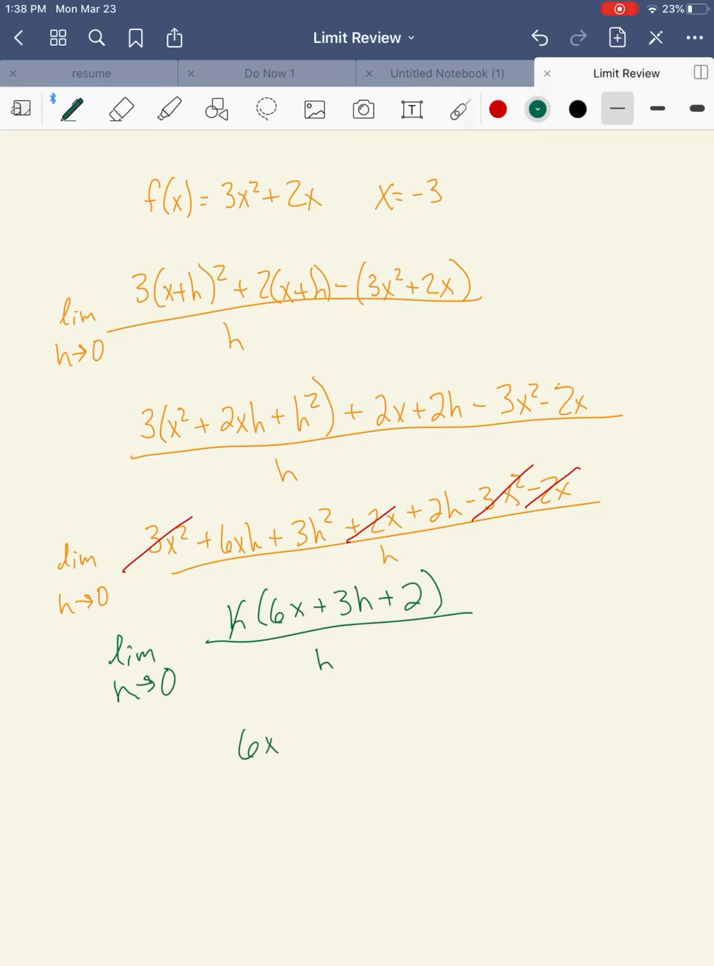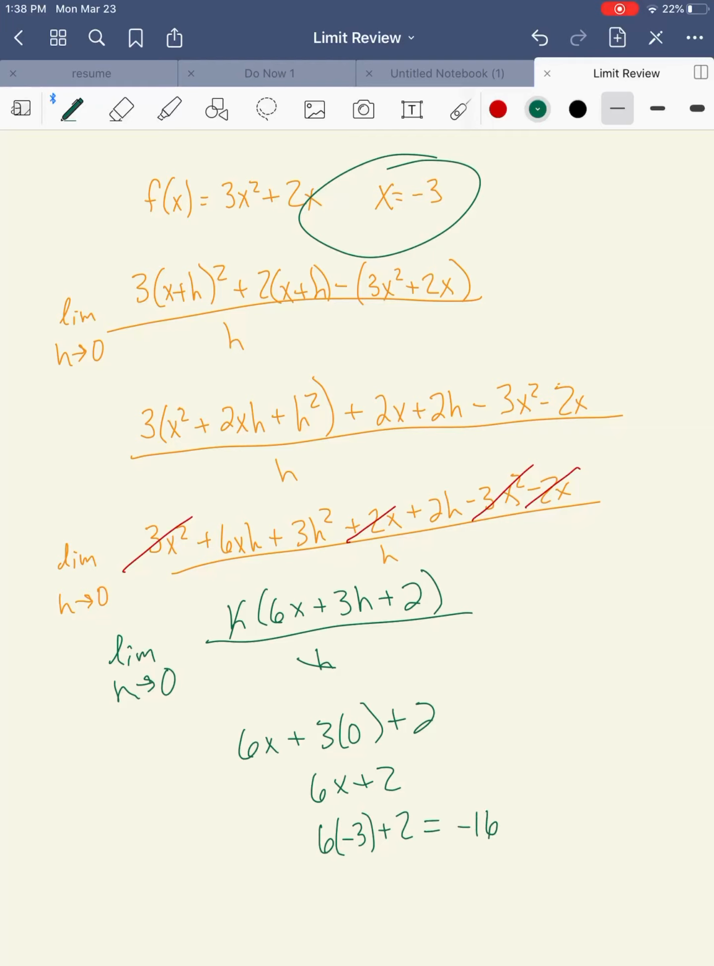So 6x plus 3 times 0 plus 2. All right. And so that just leaves you 6x plus 2. Find the gradient at x equals negative 3. So we have to plug in negative 3. 6 times negative 3 is negative 18. Negative 18 plus 2 is negative 16. So our slope of our line at x equals negative 3 is negative 16.